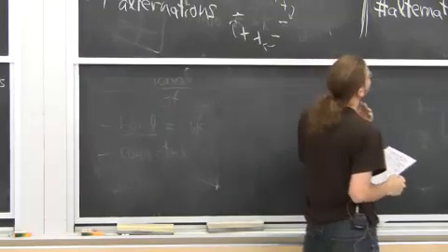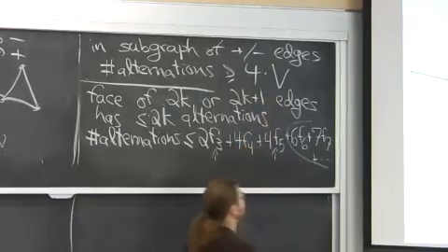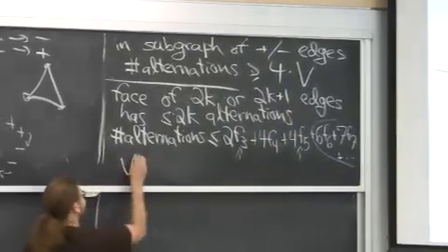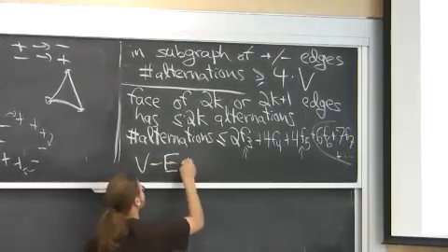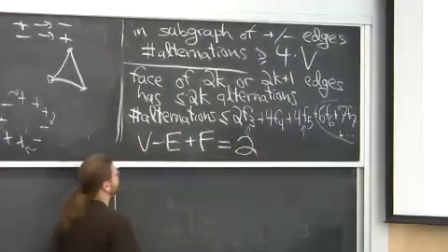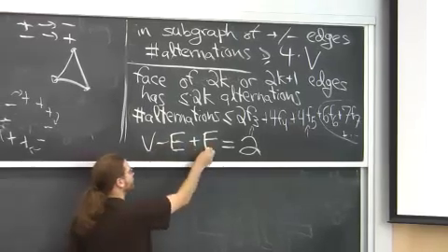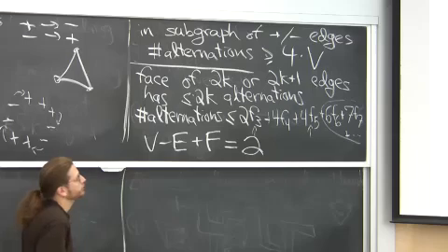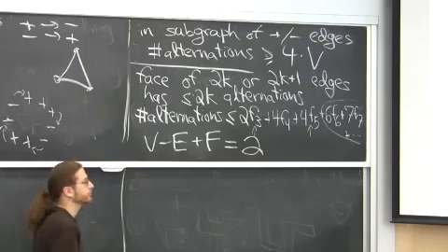Right. I want to relate. I have a vertex count here. I have a face count here. And I know Euler's formula, hopefully. You know it. It's a cool formula. V minus E plus F is 2. This is number of vertices, number of edges, number of faces is 2 for connected planar graphs.